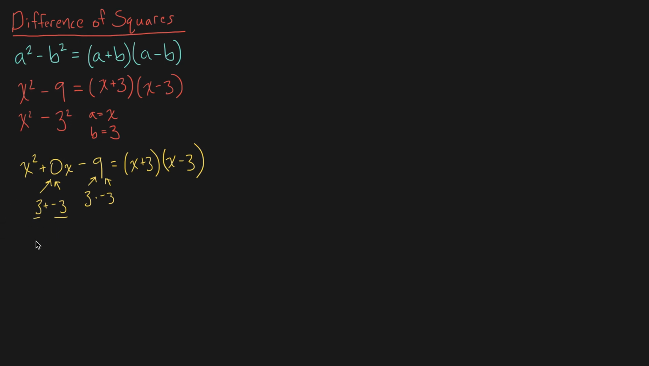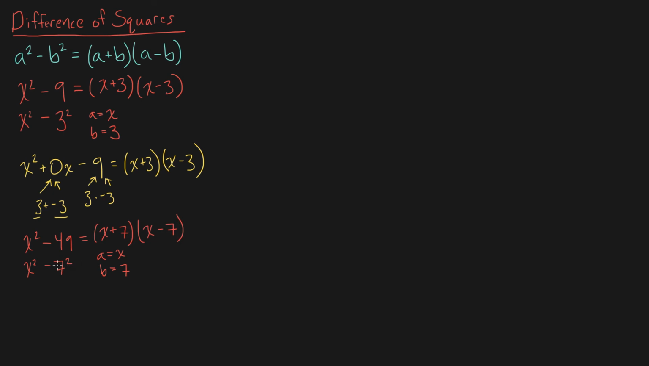Let's look at another couple examples. Let's say we have x squared subtract 49. Now 49, just like 9, is a perfect square, which means that it's the product of a number multiplied by itself, and that number is 7. So I can rewrite this as x squared subtract 7 squared. Now here my a value is x again, and my b value is 7. And so I can factor this as x plus 7 multiplied by x subtract 7.